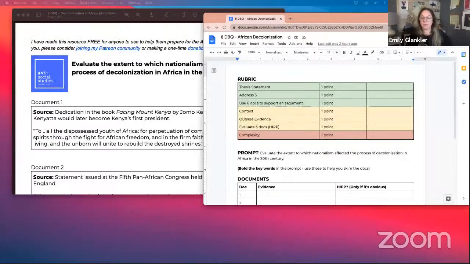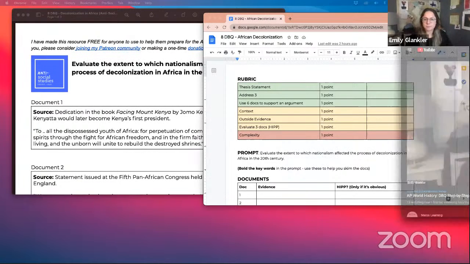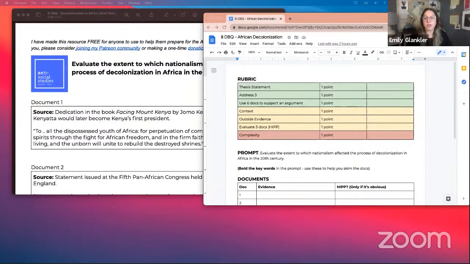Okay, so let me pull up for you. If you want to follow along, I've posted this DBQ prompt on my website, antisocialstudies.org, where I have about 4 sample DBQs that you can use for practice. In fact, for all of them except this one, I've written out an answer and I have an annotated sample essay for you.